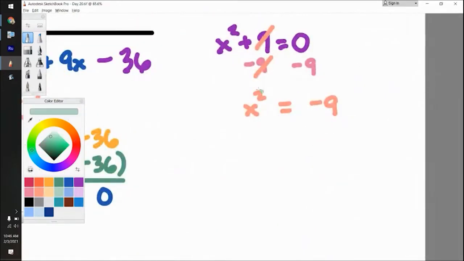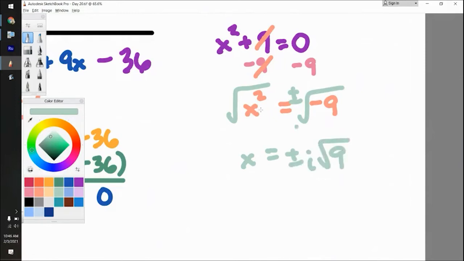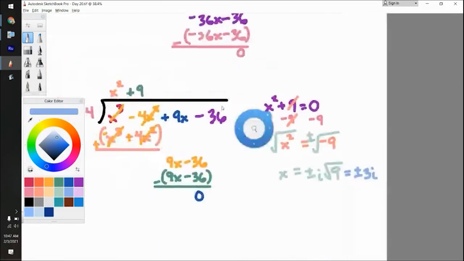Square root the left and the right sides. And you're left with x is equal to plus or minus, I'm going to pull the i out. So now it's just the square root of 9. Square root of 9 does simplify to 3. So the two solutions that we were missing are positive 3i and negative 3i.